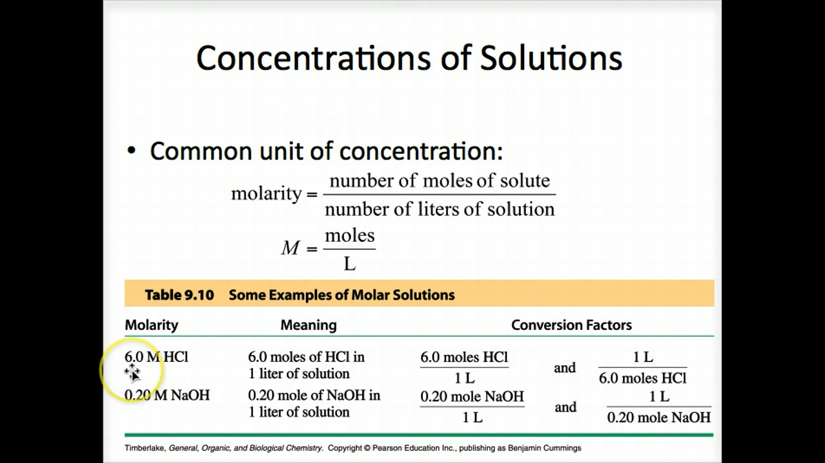So if a solution is known to be 6.0 molar hydrogen chloride, I know that it has 6 moles of hydrogen chloride in 1 liter of solution. And these are the conversion factors as they would be written. If a solution is 0.2 molar in sodium hydroxide, then I know it has 0.2 moles of sodium hydroxide in every liter of solution.